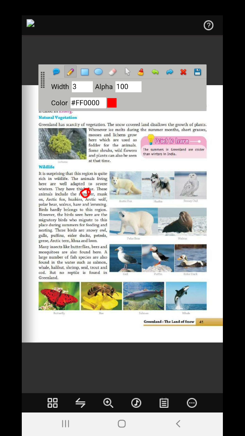A large number of fish species are also found here in the water, like the salmon, the whale, the halibut, the shrimp, the seal, the trout, the cod. But no reptile is found in Greenland. So, no snakes, because reptiles mostly belong to the tropical and subtropical regions.